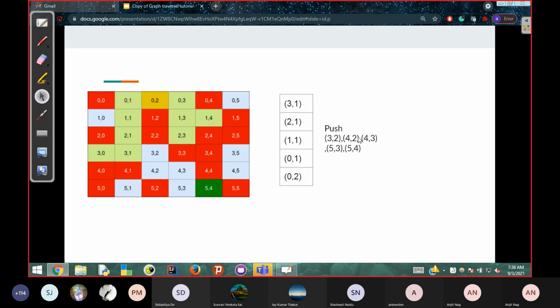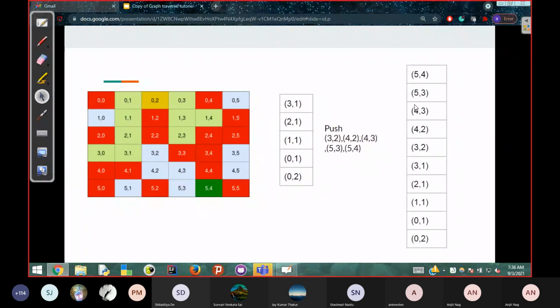Now again, for simplicity, we're just merging multiple steps into one. So from 3 1 we can go to 3 2. From 3 2 we can go to 4 2. From 4 2 we can go to 4 3. From 4 3 we can go to 5 3. And from 5 3 we can go to 5 4, because there are no other options. So just merge all these steps together.